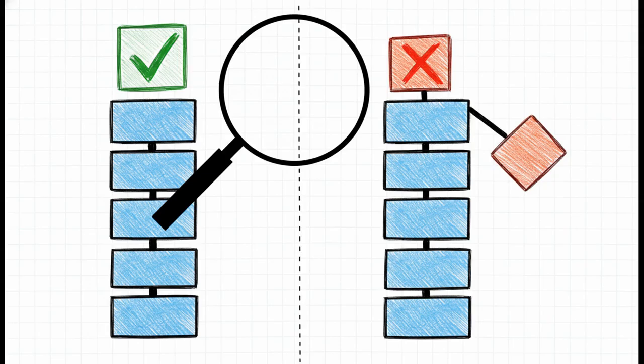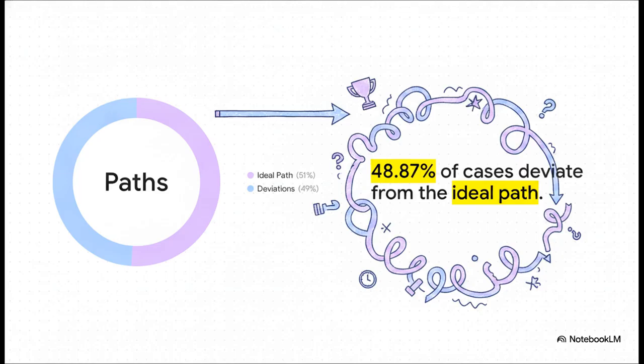By laying these sequences side by side, literally block by block, we can pinpoint the exact moment a process goes off the rails. Which brings us to probably the most vital piece of evidence in our entire investigation. If Variant 1 is the business's ideal, desired path, the way the process should run, this chart reveals a pretty shocking truth. Only 51.13% of cases follow that ideal path. That means nearly half, 48.87% of all cases to be exact, deviate. They take detours, they loop around, they just waste time. This is the ultimate smoking gun indicating severe inefficiencies that absolutely must be addressed.